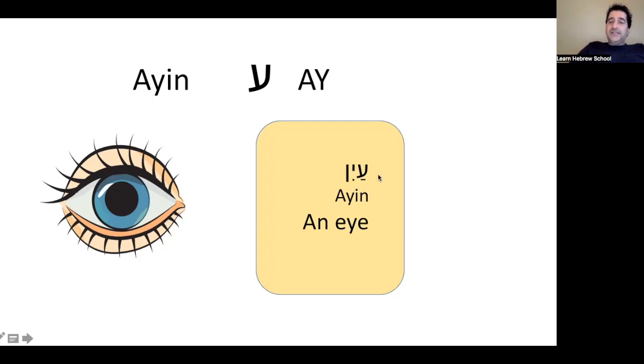So the word is ein. In plural, it's einaim, singular, ein.